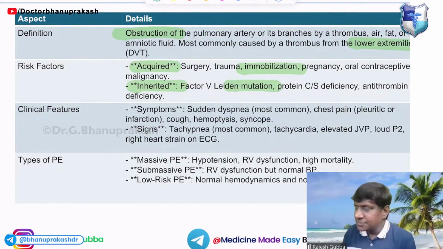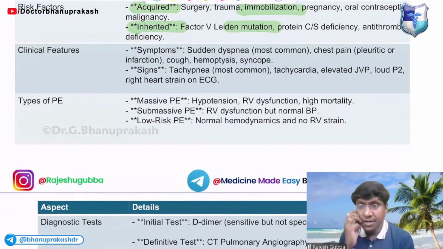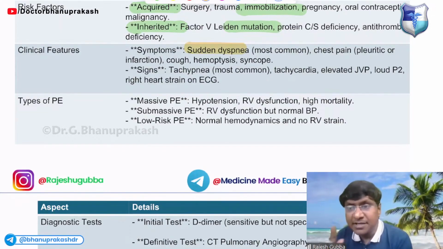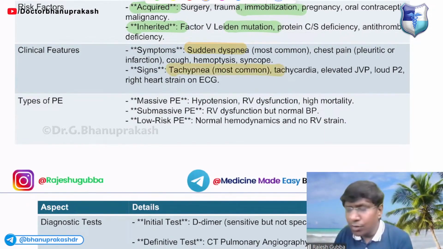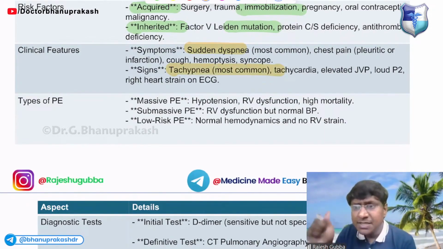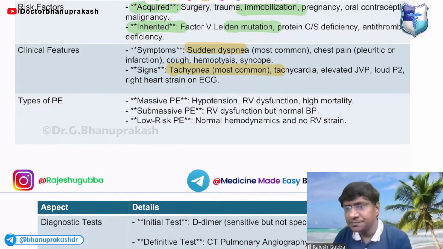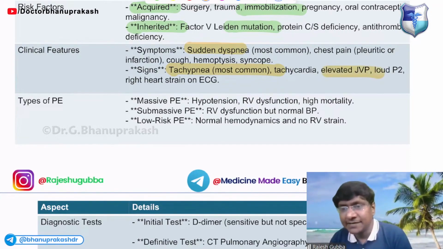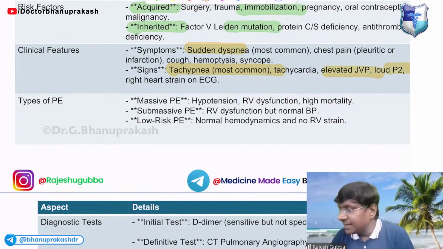What will be the clinical features that you'll have in these individuals? The clinical features will be sudden onset dyspnea, particularly observed in case of massive pulmonary embolism, right? And the most common sign will be tachypnea. If there is massive pulmonary embolism, these patients will have hypotension and vascular collapse. There will also be elevated JVP due to right heart failure, right? And P2 will be loud.